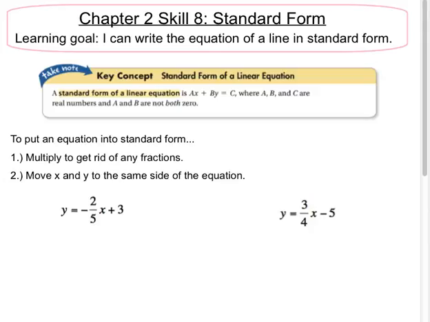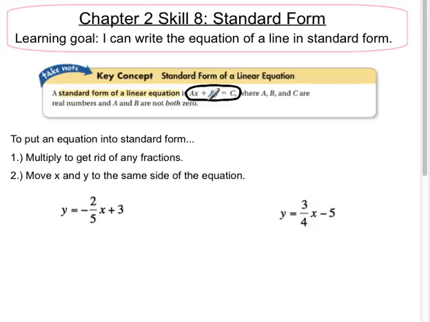So we ultimately want our equation to look like this: AX plus BY equals C. So ultimately that's where we want to end up. And there's two things we have to do to make that happen. We need to multiply to get rid of any fractions, and then we're going to move X and Y to be on the same side of the equation.